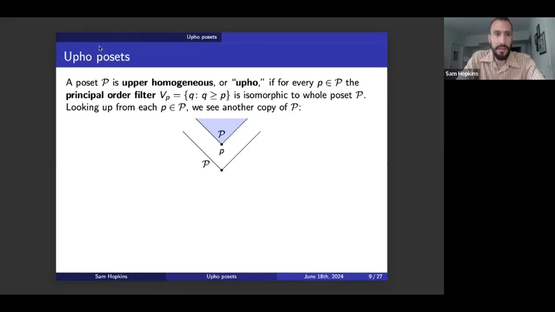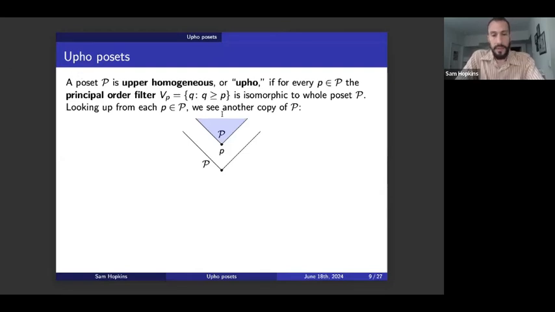I mentioned it in the abstract, but this definition is not due to me. This class of posets was introduced a couple of years ago by Richard Stanley, and he also came up with this name, Upho, which is very nice. So I like that a lot. Okay, so that's a cartoon picture of what an Upho poset looks like.